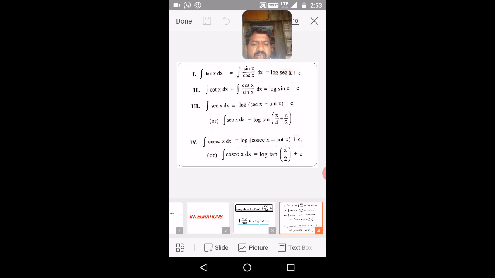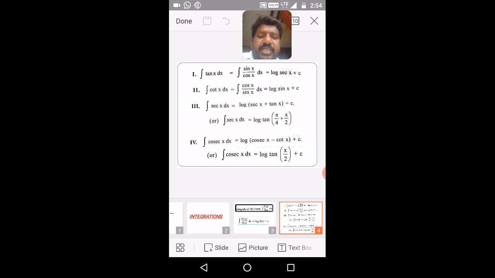Some trigonometric identities, formulas or properties are used here to change log sec x plus tan x into log tan of pi by 4 plus x by 2. And another one is cosec x dx. The integral of cosec x dx is log cosec x minus cot x plus c. How will you get this?